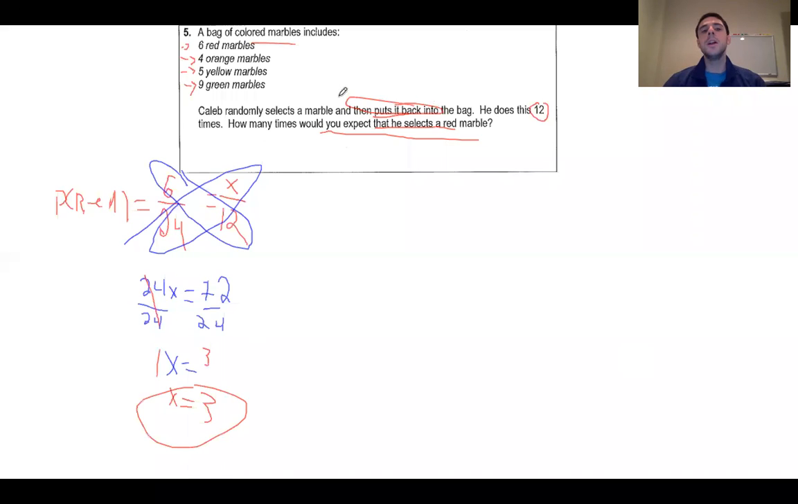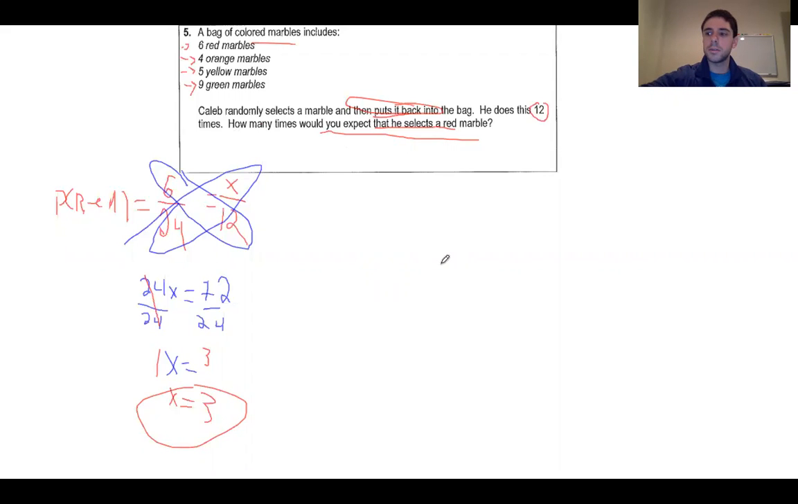Awesome. So if we pull 12 marbles out of the bag and replace them each time, we predict that we will pull 3 red marbles out. We predict that 3 of those marbles are going to be red. Any questions? Questions here? We did this a little while ago, but I feel like we should be pretty strong at it. We were really good at it in class.